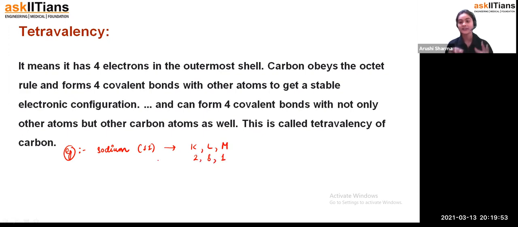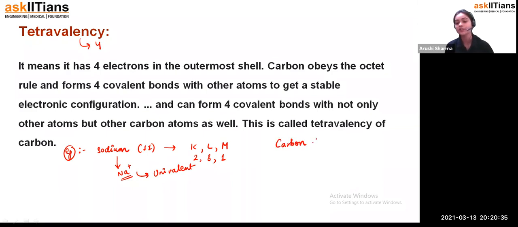But now, when sodium wants to attain a configuration similar to the noble gases, it donates one electron, and when it donates that electron, it converts into the sodium ion. That's how we call it a univalent ion, because the valency of sodium is 1. Univalent is 1, divalent is 2, trivalent is 3, and tetravalency will now become 4. That means when an atom or element has 4 electrons in its outermost shell, it shows tetravalency.